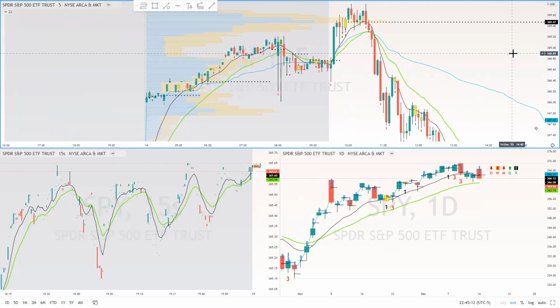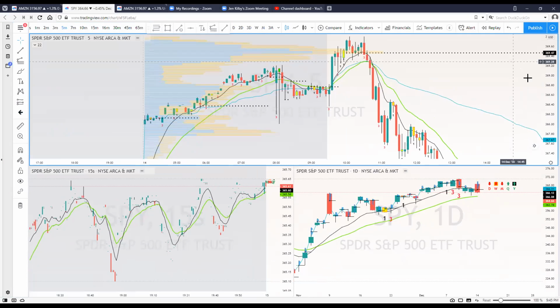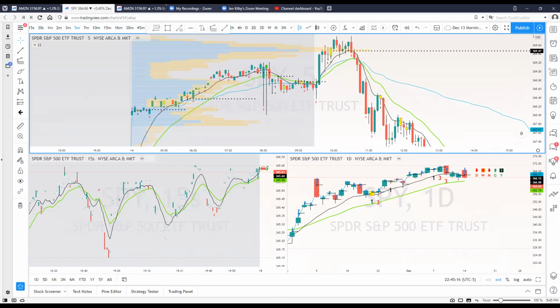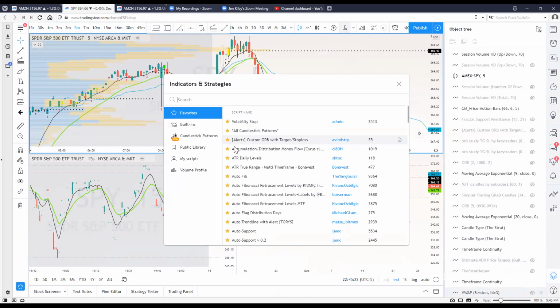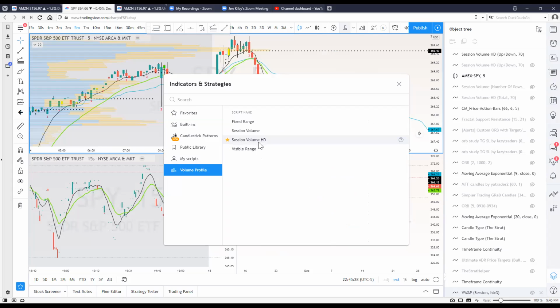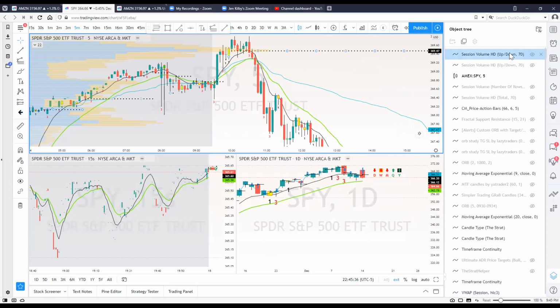Let me just show you what my settings are. And this is actually TradingView's volume profile. So you click on the function, volume profile. They have session volume HD and session volume. I like the HD because it gives you that evolving point of control, the little dots.